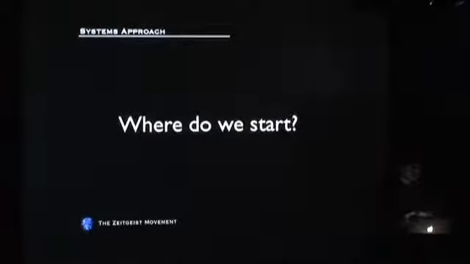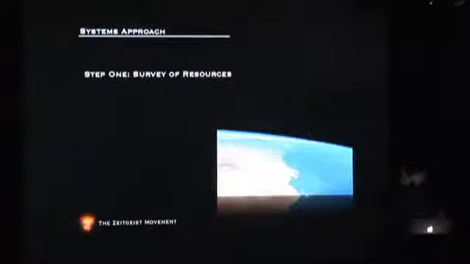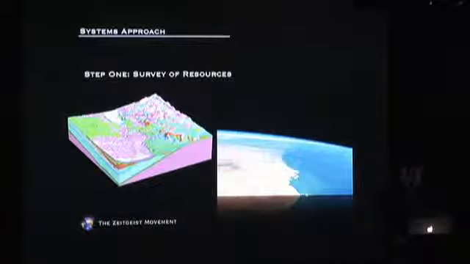So, where do we start? What is the first step to determining the carrying capacity of the Earth? Well, this is where a systems approach comes in. A logical start would be with a full survey of the Earth's resources, since we must know what we have to work with in order to arrive at any decisions.